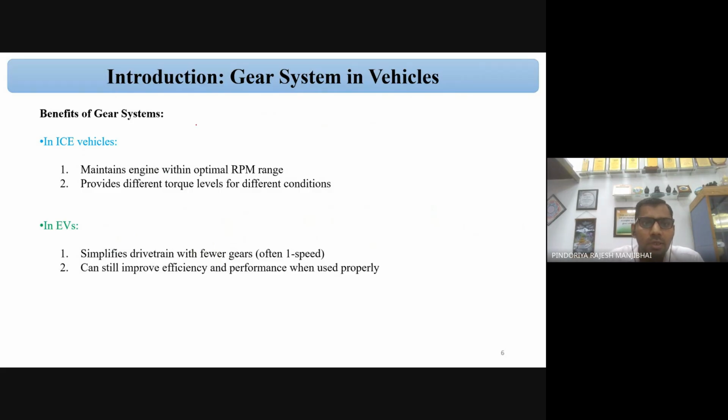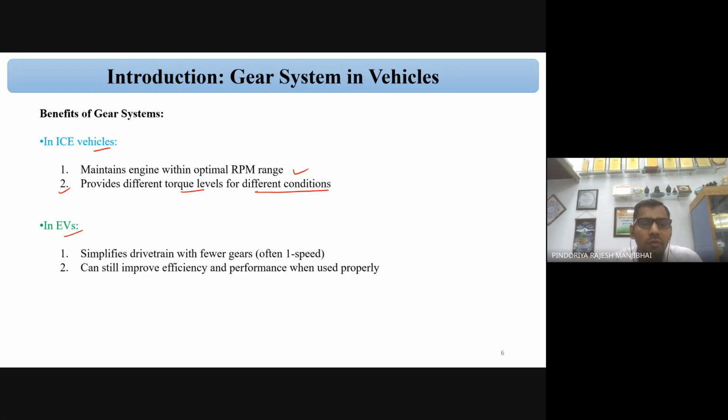So benefits of the gear system. In the ICE vehicle, it maintains the engine within the optimal RPM range. RPM is rotations per minute. So by using the gear, we can maintain the optimal RPM range. Second, it provides different torque levels for different conditions. So we can get different torque levels, correct?